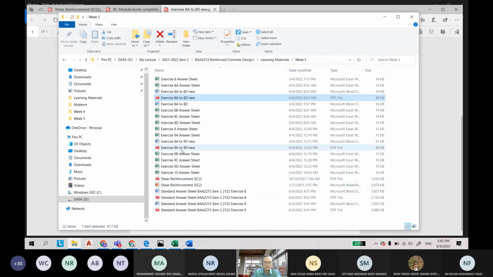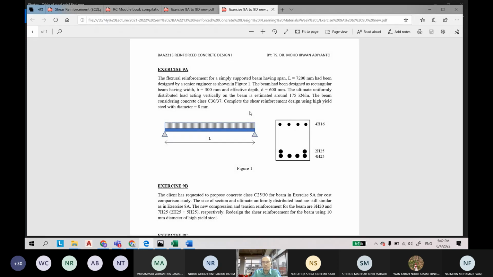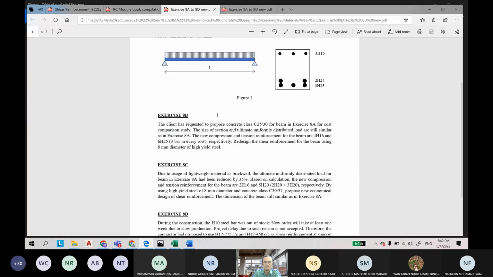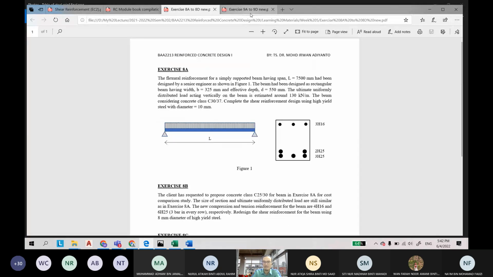8A to 8D, and I have questions 9A to 9D. You submit 9A to 9D before our class next week, before Monday. It is the same, just going around in circles. For 9, you refer to exercise 9.